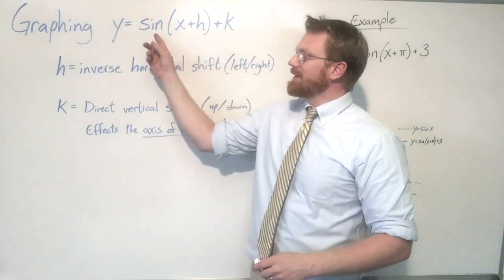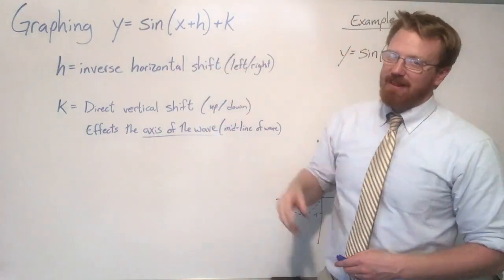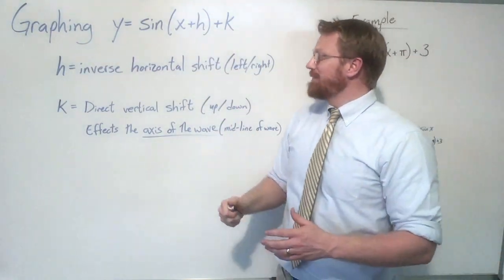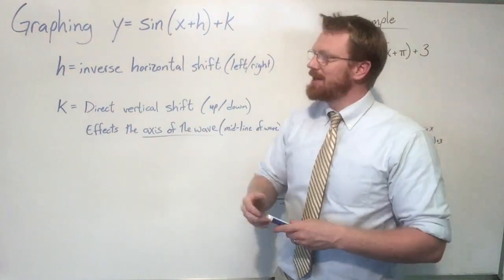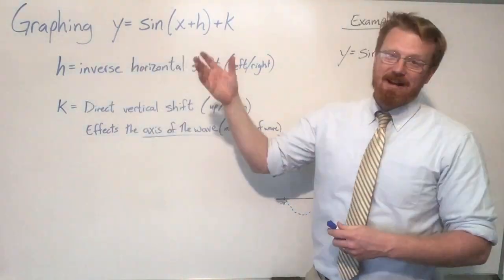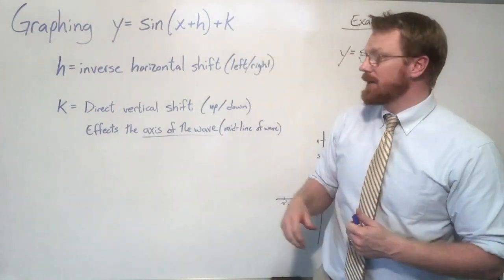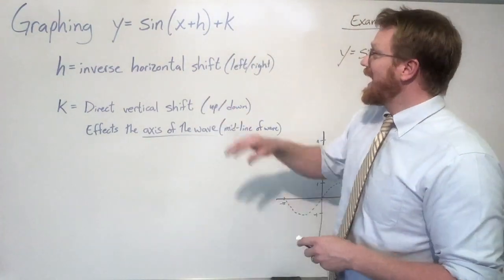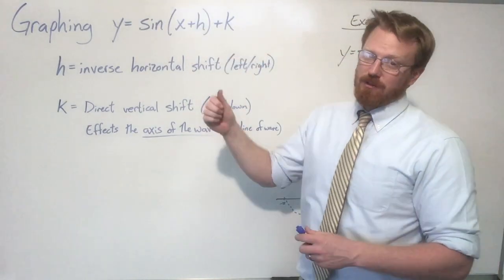All right, here we're going to be modifying the sine or cosine wave by adding things inside the function and adding things outside the function. As with any family, if you add something inside the function, it's going to affect x in the x direction. Inversely, if you add 7, it's going to push it back 7. If you subtract 3, it's actually going to move it forward 3. Always inverse.